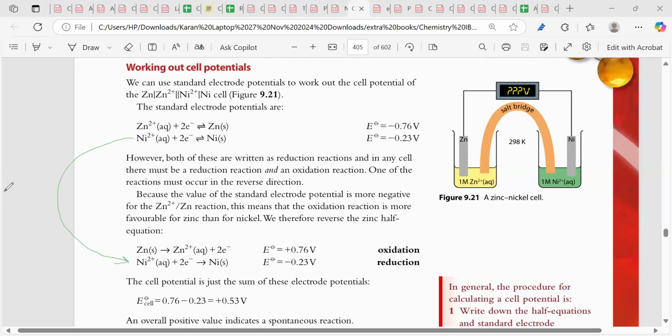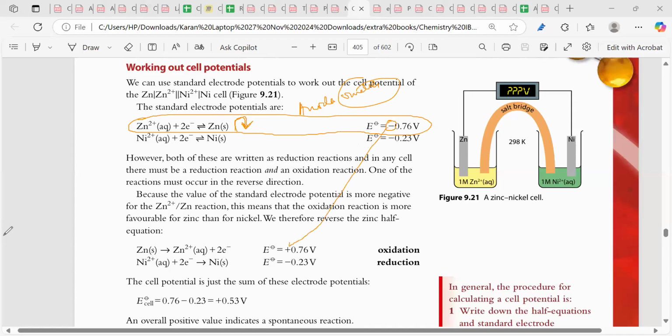Now, next thing is what we have to do to this reaction. We have to flip it, the anode. Why flipping? Arnav, tell me what happens in the anode? Oxidation happens. So we have to flip this, and for oxidation you have to flip the sign also. Is it clear? Agreed?